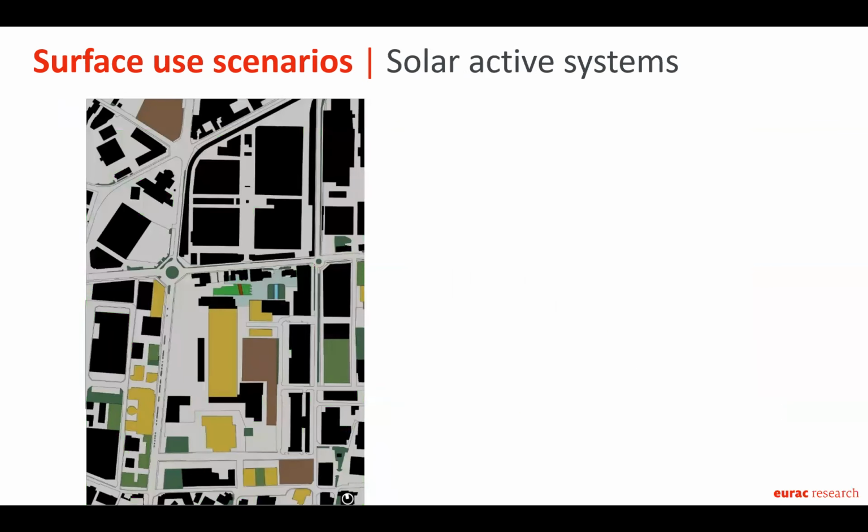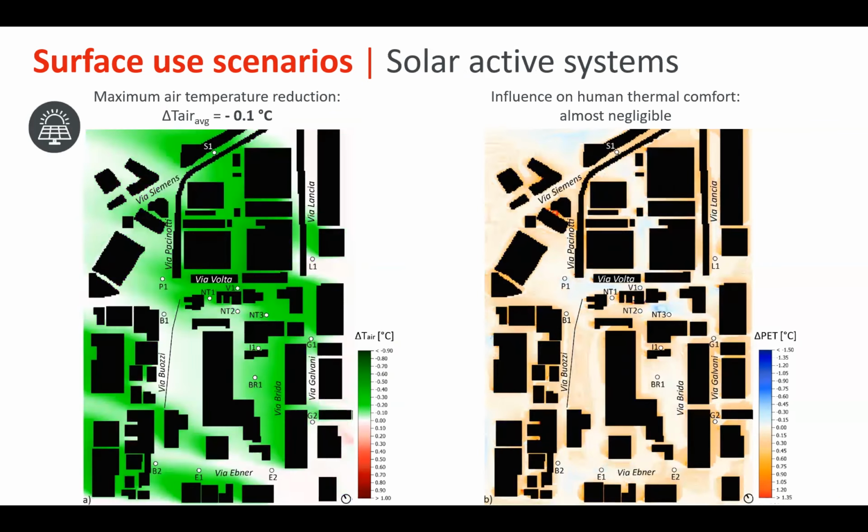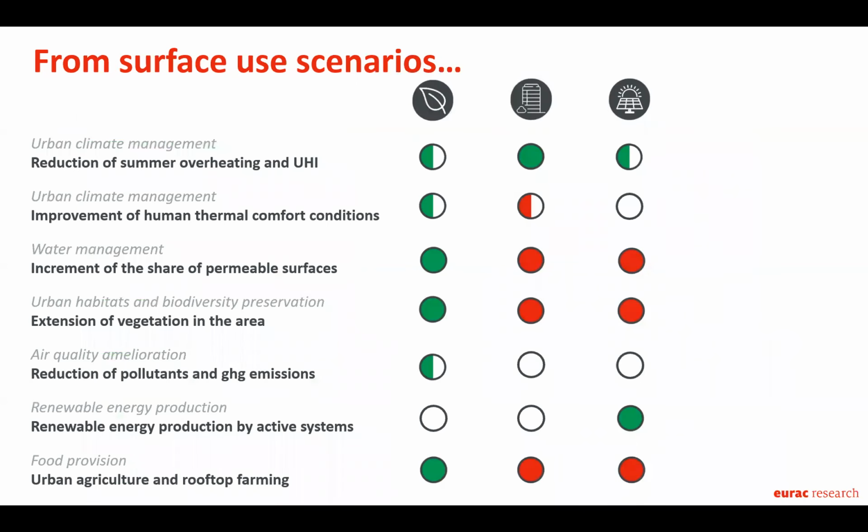We also analyzed the impact of solar active systems, which is currently almost negligible both in terms of air temperature and human thermal comfort. And we then analyzed all these results applying a multi-criteria approach. I won't go into much detail on this because it was a quite long approach, but where you see the green, we have an improvement in terms of the main needs of the area, while the red were solutions worsening the condition.